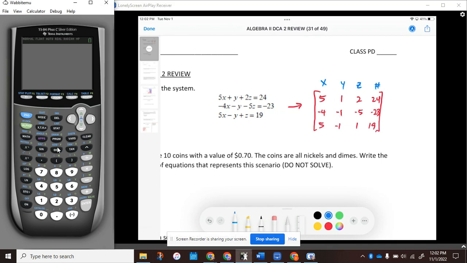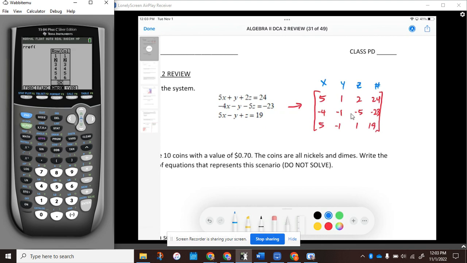So what we're going to do is, in the calculator, we're going to hit second and then this button right here with the secondary function of matrix. And we're going to scroll over to math, and we're going to scroll until we find RREF. It's this one right here. RREF, and then we hit alpha zoom.